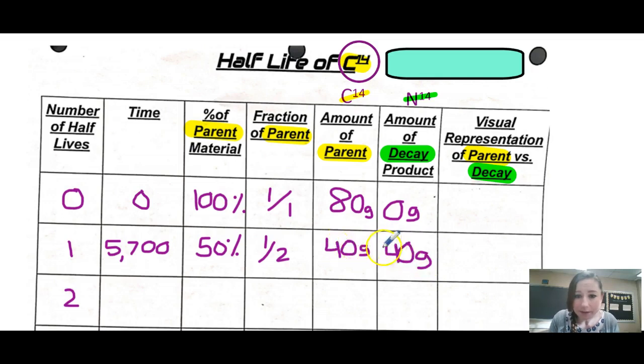These two numbers should always add up to our original amount of the parent product. 80 plus 0 is going to give us 80, that original number. 40 grams and 40 grams are going to give us 80, that original number.